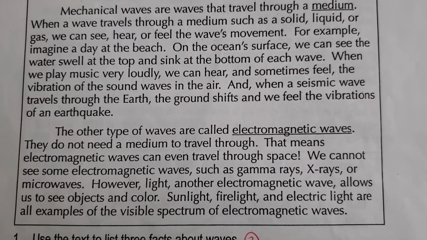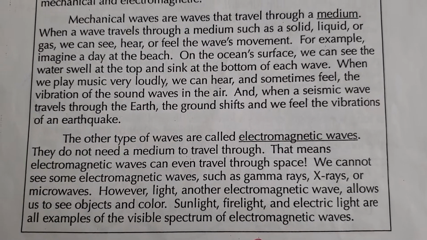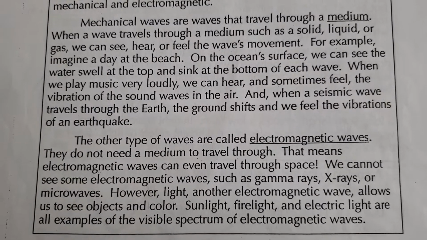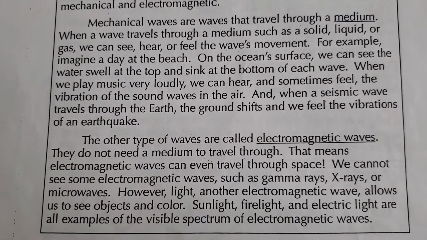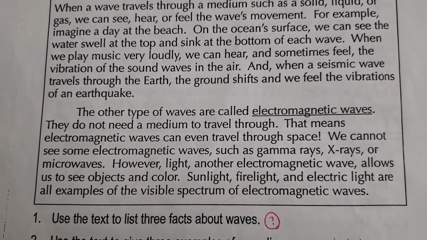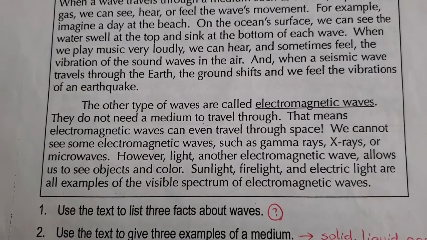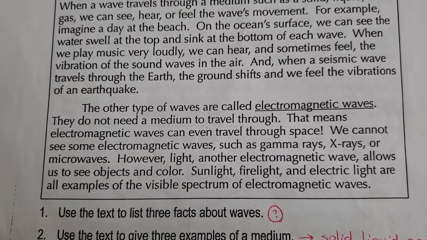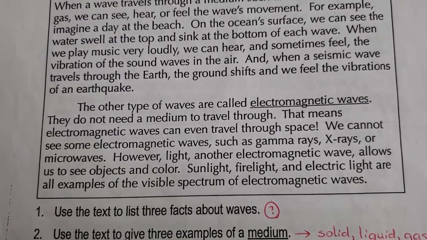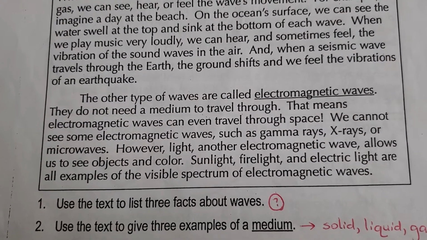When we play music very loudly, we can hear and sometimes feel the vibration of the sound waves in the air. And when a seismic wave travels through the earth, the ground shifts and we feel the vibrations of an earthquake. The other type of waves are called electromagnetic waves. They do not need a medium to travel through. That means electromagnetic waves can even travel through space.